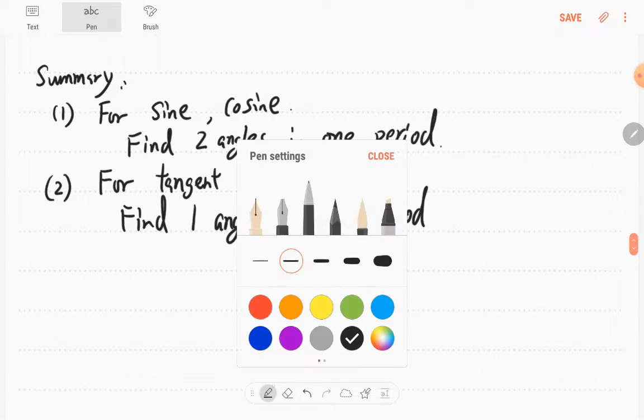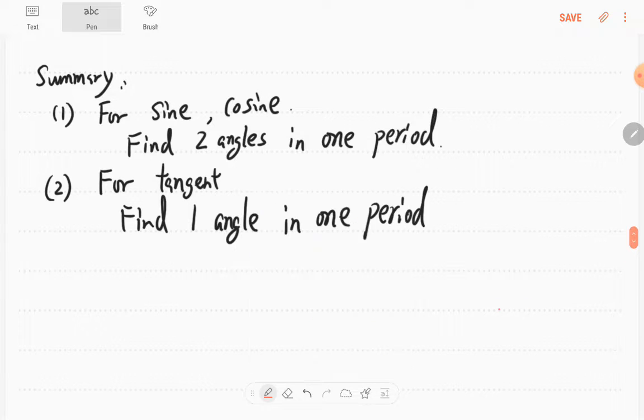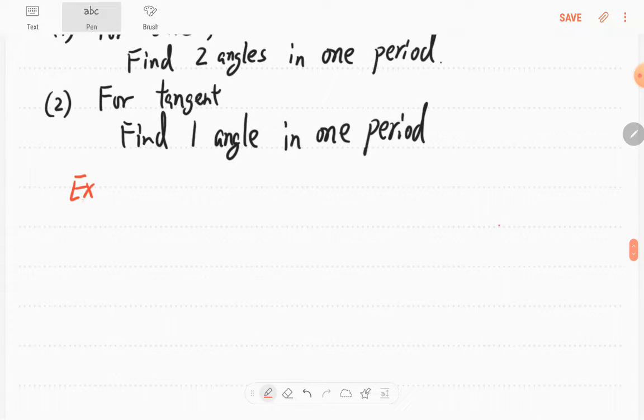For this problem, we have tangent theta equals -1. So we can choose the principal period, from negative pi over 2 to pi over 2. So what is the theta between negative pi over 2 and pi over 2 that gives -1? It is negative pi over 4. Then we need to add a multiple of pi, plus n times pi. So that is called the general solution.